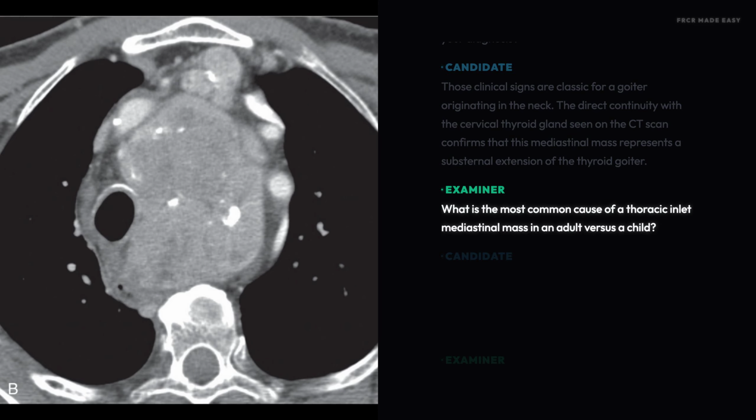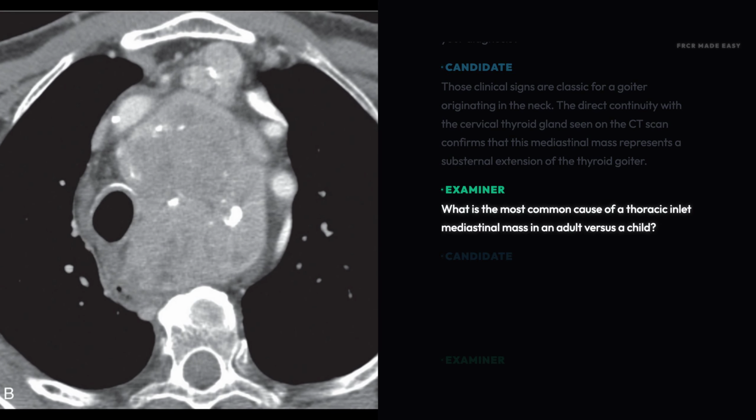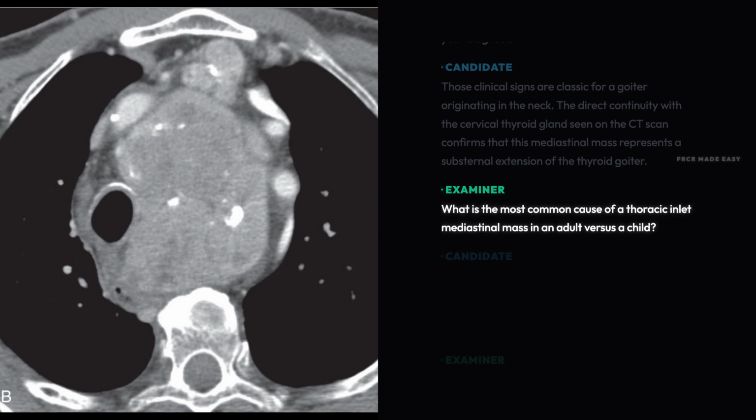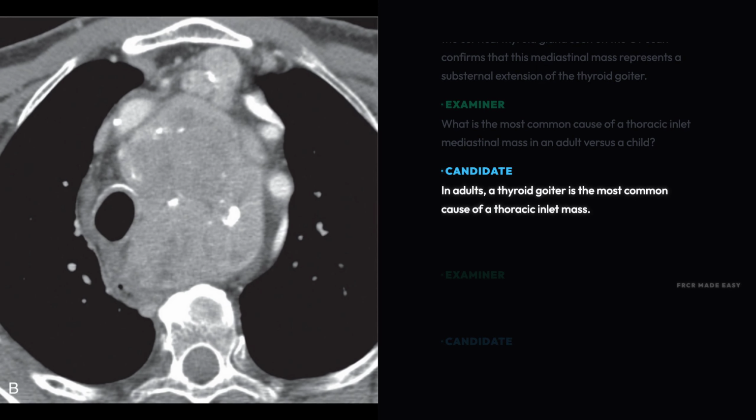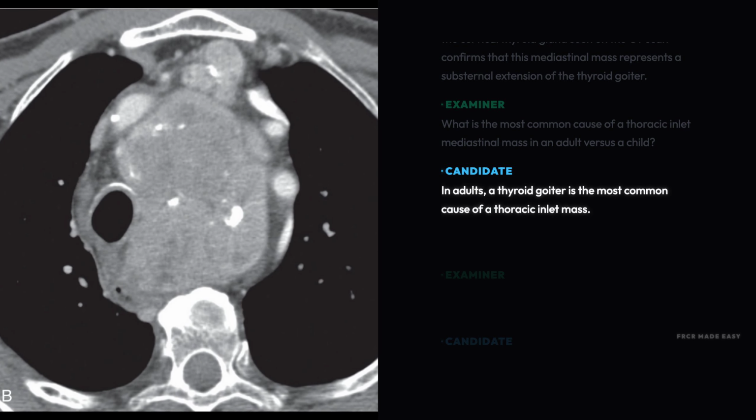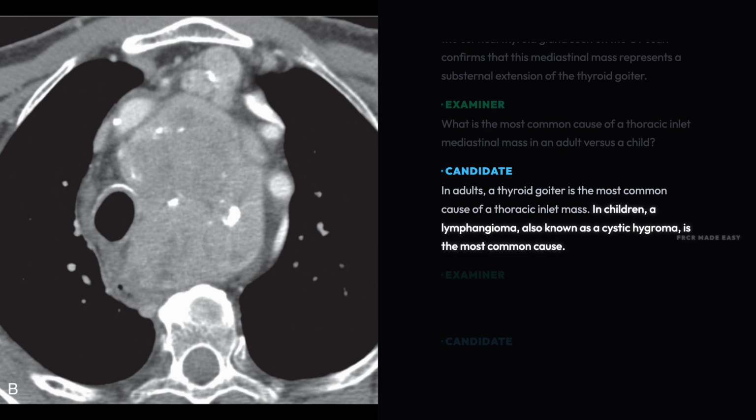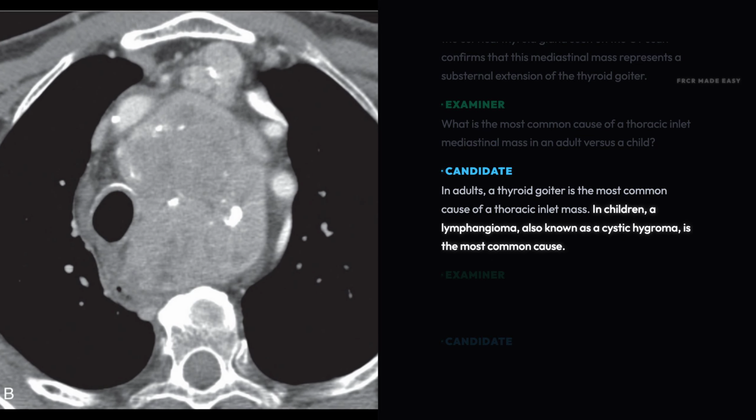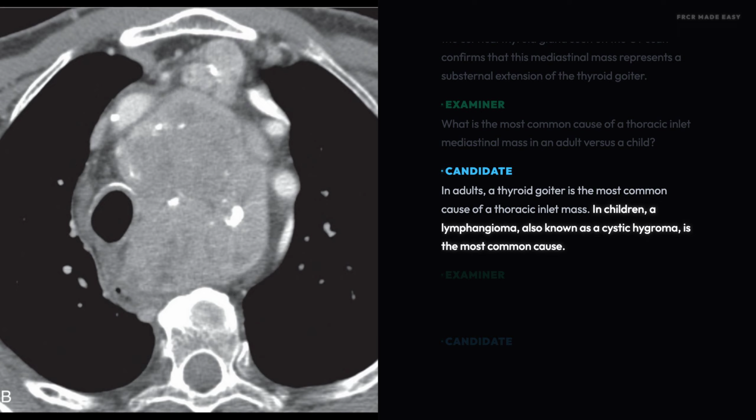What is the most common cause of a thoracic inlet mediastinal mass in an adult versus a child? In adults, a thyroid goiter is the most common cause of a thoracic inlet mass. In children, a lymphangioma, also known as a cystic hygroma, is the most common cause.